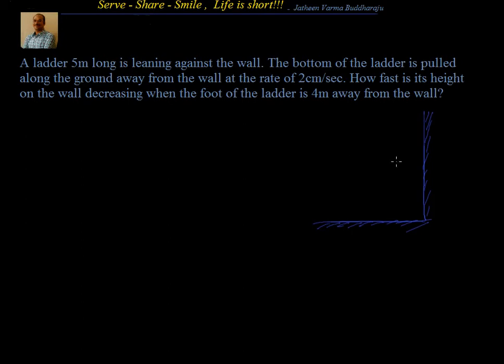So let me just get the ladder. The ladder is leaning against the wall, so that the ladder is like that. So that's the ladder we have. The bottom of the ladder is pulled along the ground away from the wall. The bottom of the ladder, that is this, is pulled along the ground. We are pulling in this direction away from the wall. That means we are pulling in this direction at the rate of 2 centimeter per second.